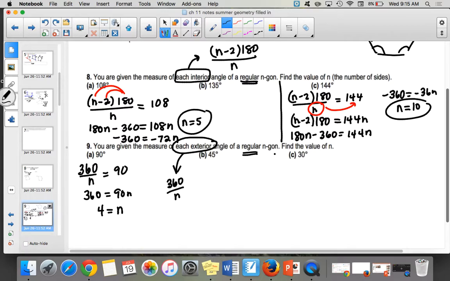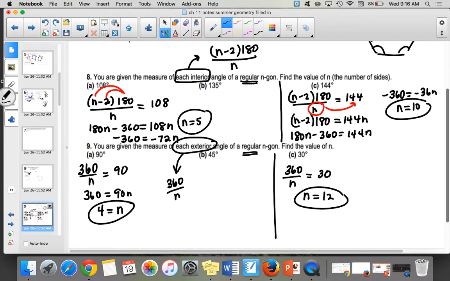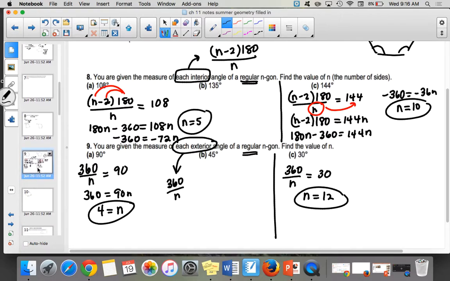How about C? Can you guys do it in your head? 360 divided by n equals 30. What do you divide 360 by to get 30? N equals 12. So it's 12 sides. Okay, so be careful. Some of them talk about the sum, some of them talk about each exterior angle or each interior angle. They can be a little bit tricky.